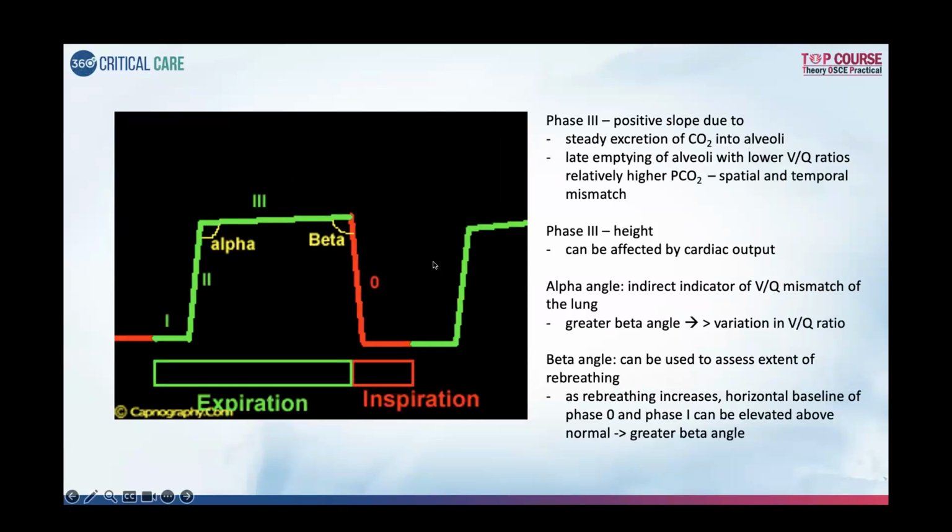The beta angle is the angle between phase 3 or the alveolar plateau and the inspiratory phase, this angle. If there is rebreathing, then the baseline comes up and this angle becomes wide. So if you have a wider beta angle with the baseline coming up, that means there is rebreathing. Okay, so these are the two important questions they can be asking about the alpha angle and the beta angle.